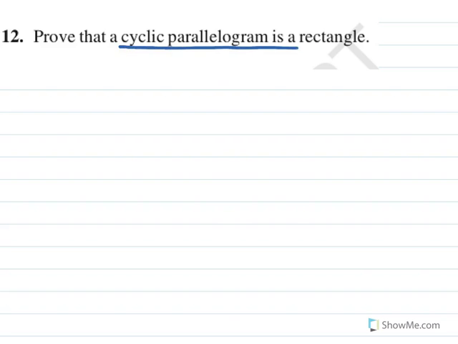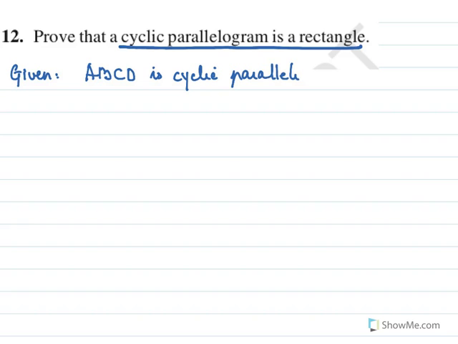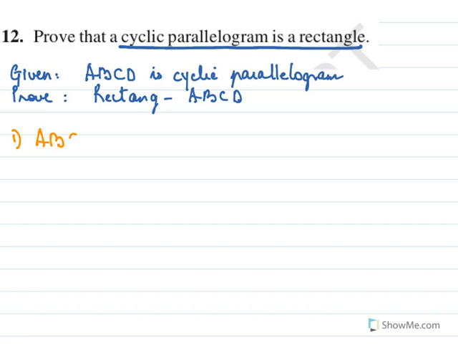Prove that a cyclic parallelogram is a rectangle. So given say ABCD is a cyclic parallelogram, we need to prove it is a rectangle. ABCD is a rectangle. Now let's take the properties. Number one, they said that ABCD is cyclic. So if ABCD is cyclic, I'll just draw it up here.